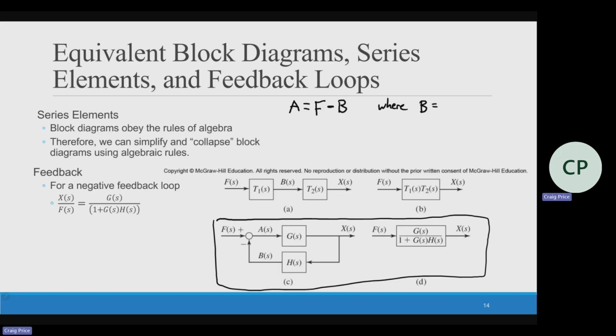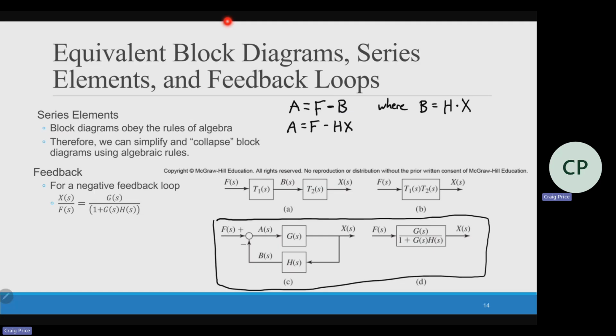B equals, let's see, this is my signal B. There is an H, but what is H multiplied by? What's the arrow going into H? It's not G. It's X. Yeah, so it's going to be B equals H, which is a transfer function, times my output, which is X. Okay. So we can change this to be A equals F minus H times X.